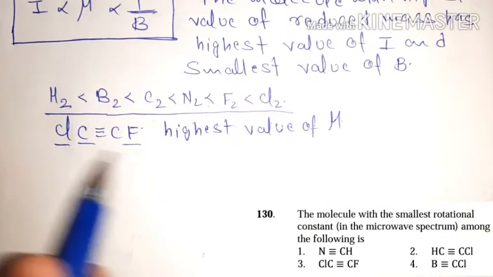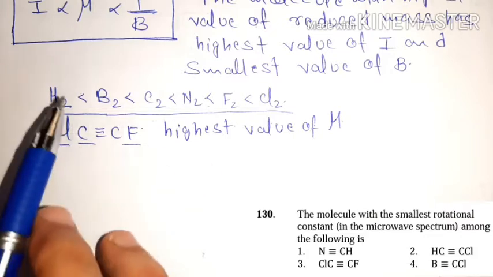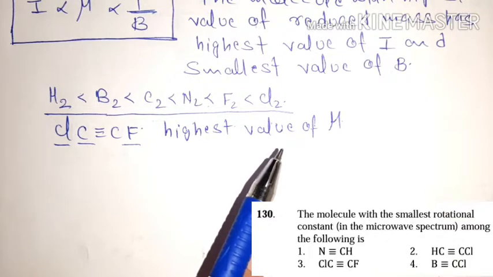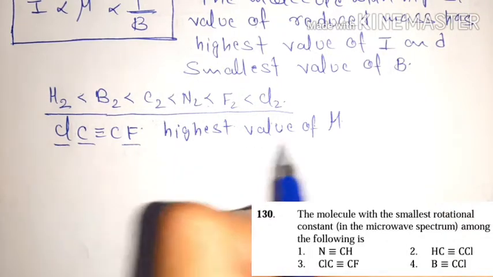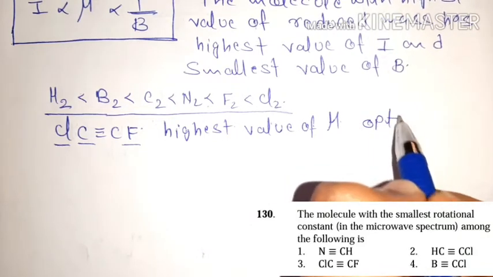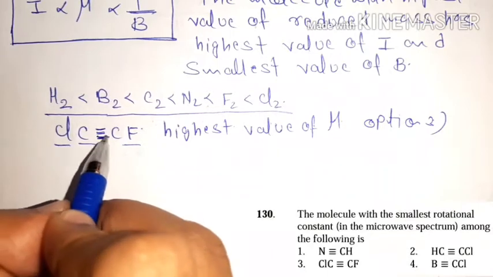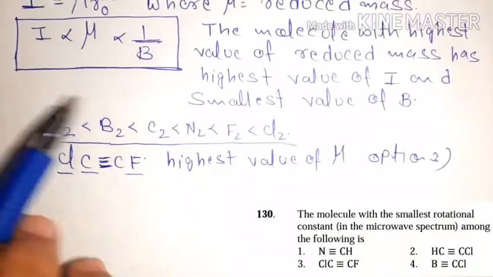When it has the highest value of reduced mass, it has the highest value of I, and when it has the highest value of I, that means its value of B will be smallest. So the smallest value of B is for option number 3, that is this molecule ClC triple bond C and F. This molecule has the smallest value of rotational constant, according to this statement.